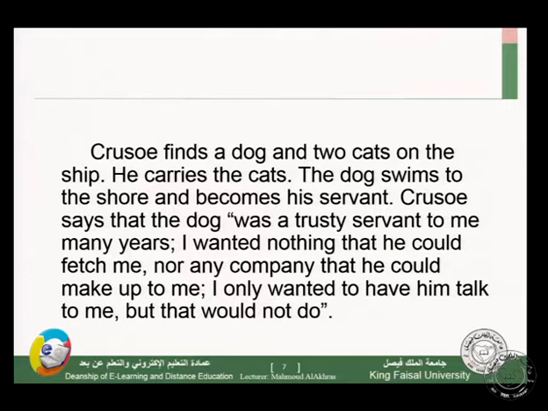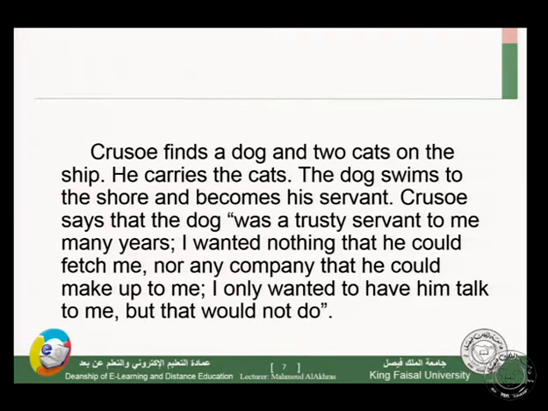Crusoe finds a dog and 2 cats. So these are the living creatures. We have only 1 dog and 2 cats with Crusoe. Crusoe finds a dog and 2 cats on the ship. He carries the cats. The dog swims to the shore and becomes his servant.